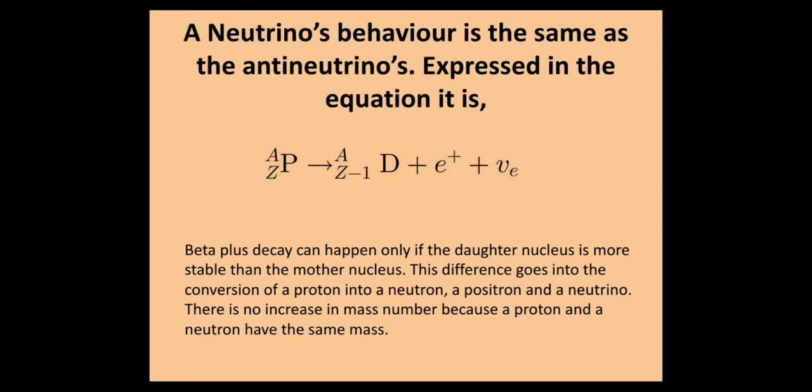Beta plus decay can happen only if the daughter nucleus is more stable than the mother nucleus. This difference goes into the conversion of a proton into a neutron, a positron and a neutrino. There is no change in mass number because a proton and a neutron have the same mass.